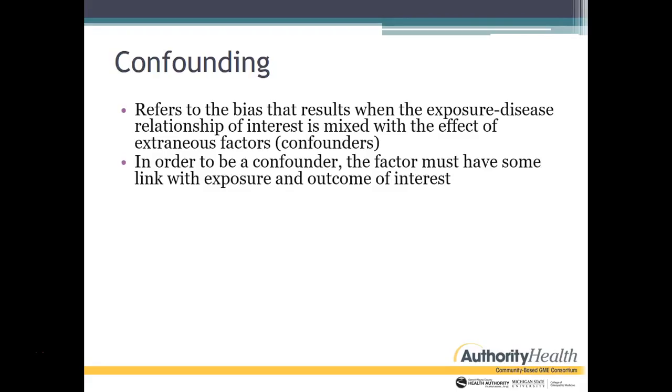Let's go over confounding. All right. Confounding refers to the bias that results when the exposure-disease relationship of interest is mixed with the effect of extraneous factors known as confounders. So in order to be considered a confounder, that factor must have a link with both the exposure and the outcome.